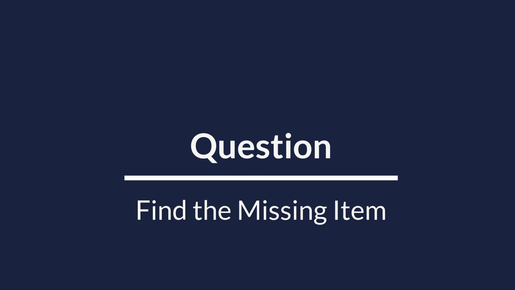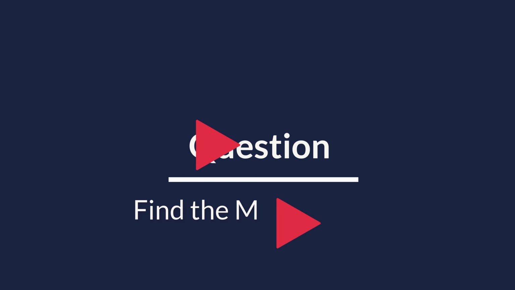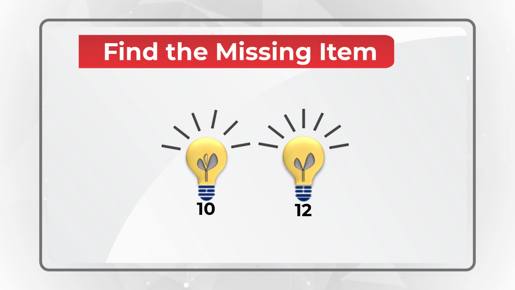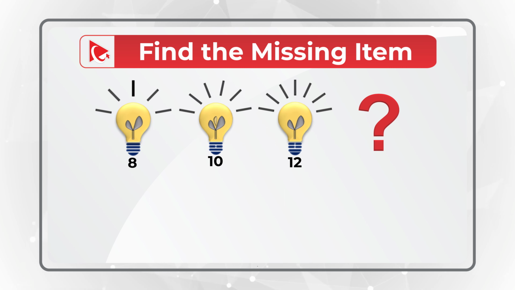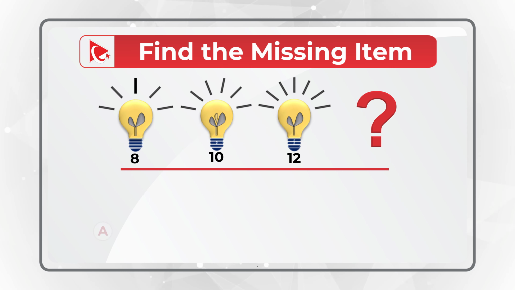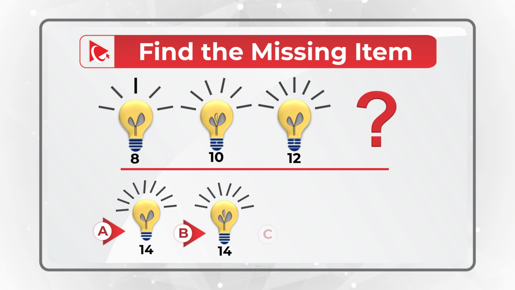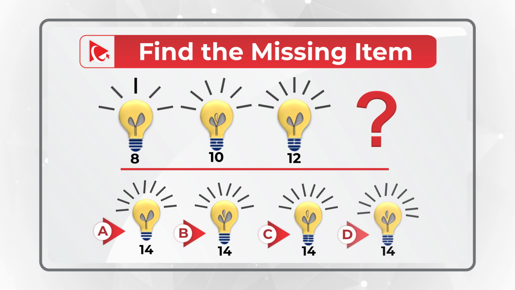Here's an amazing question to help you find the missing item. You're presented with the sequence of bulbs. There are 3 bulbs visible and the 4th bulb is missing. You need to select the missing bulb out of 4 different choices. Choices A, B, C, and D. Take a close look to see if you can come up with the answer.